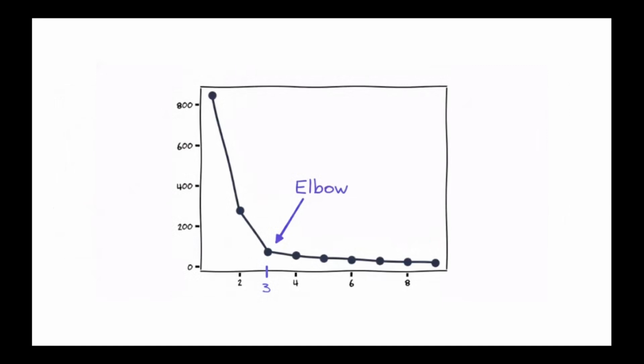Now we understand how to get the optimal value for k, and we understand how the clustering works. Hence, we fully understand how the k-means clustering algorithm works.